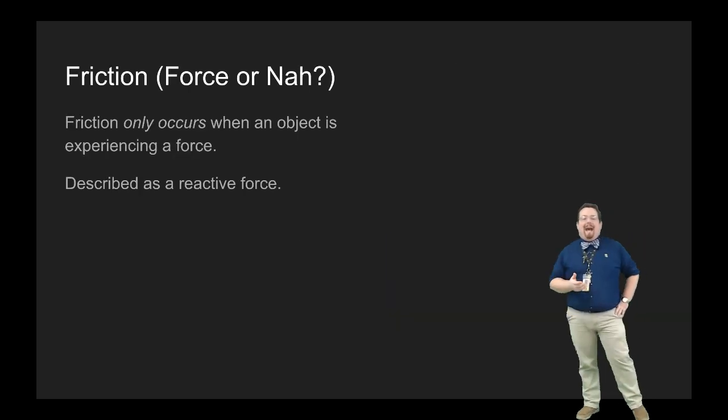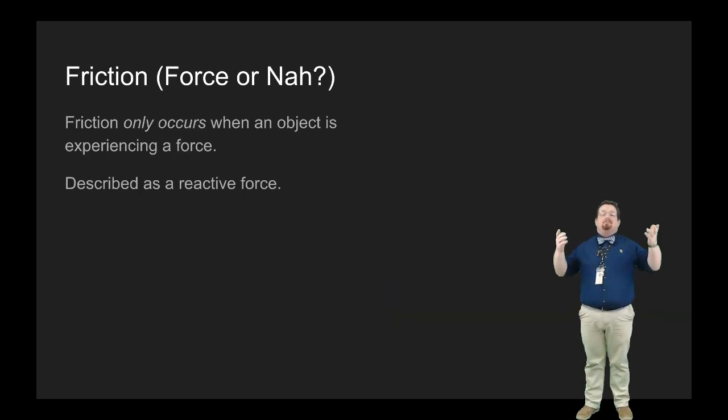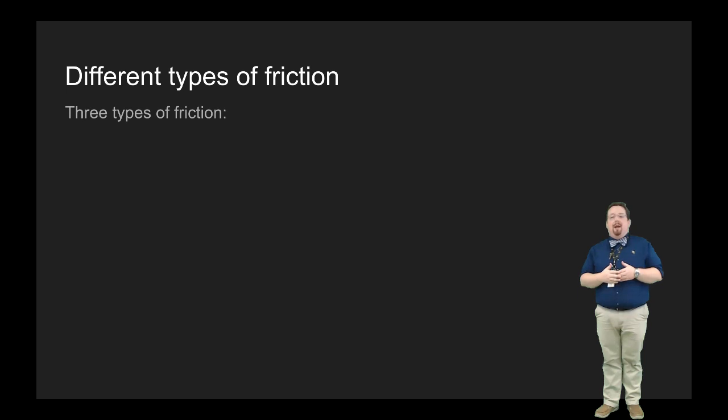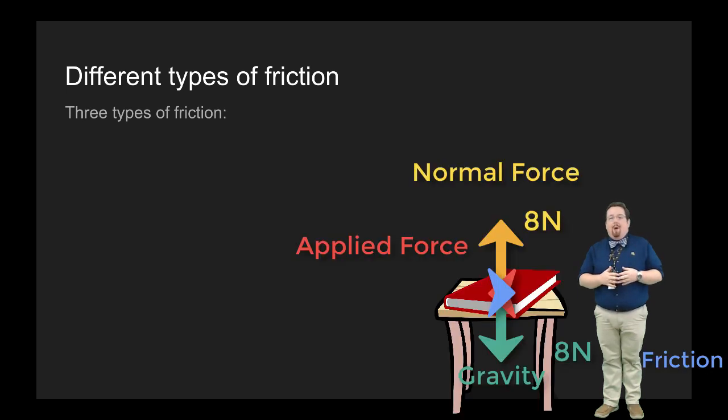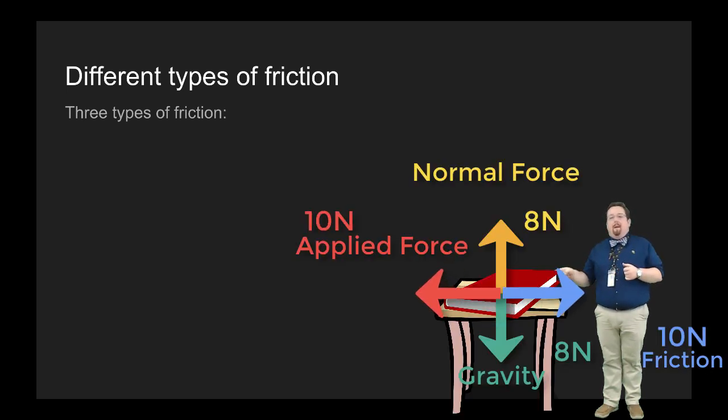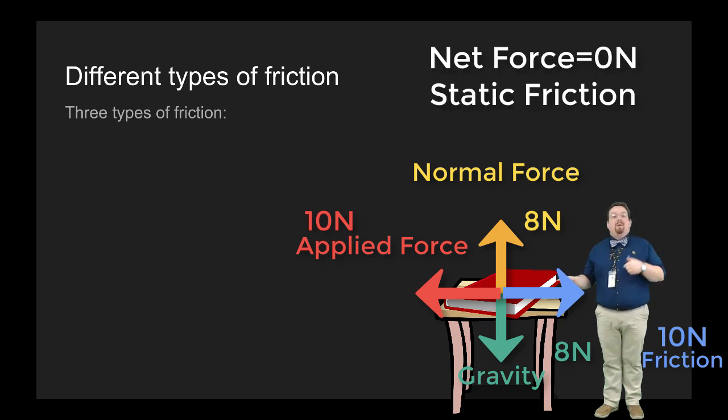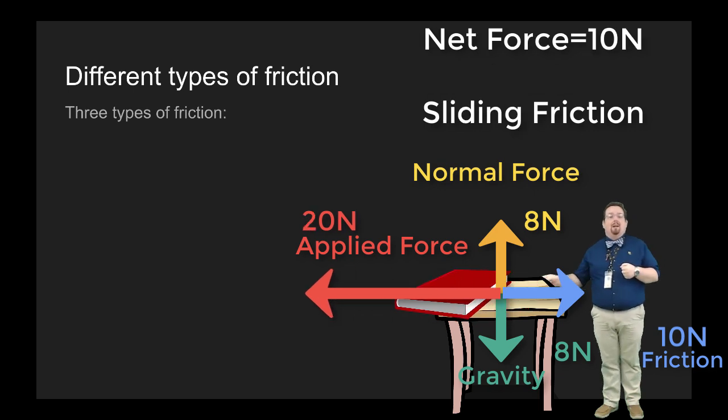Now one question you might be asking is, is friction a force or not? Well, yes, it's considered a reactive force because it only occurs when there's an applied force present. If there's nothing pushing on the object, friction doesn't push on the object either. There are 3 types of friction, and you've already seen 2 of them. When there's friction present, but the object's not moving, we call that static friction. When there's friction and the object is sliding across a surface, we call that sliding friction.